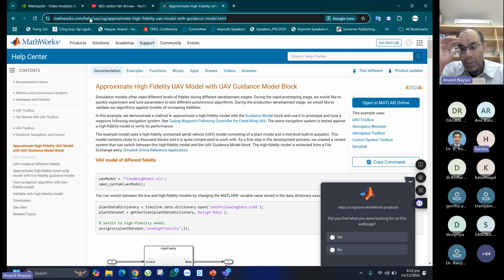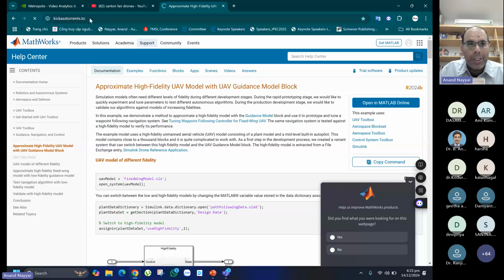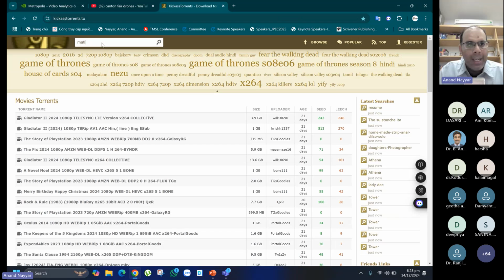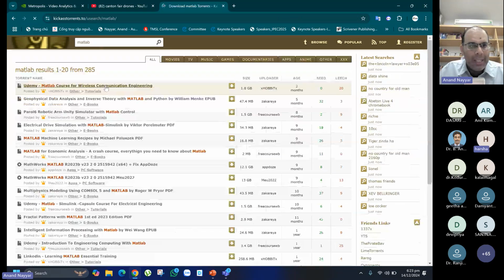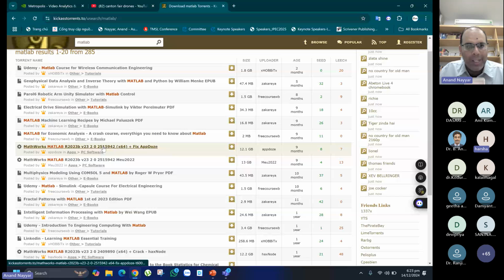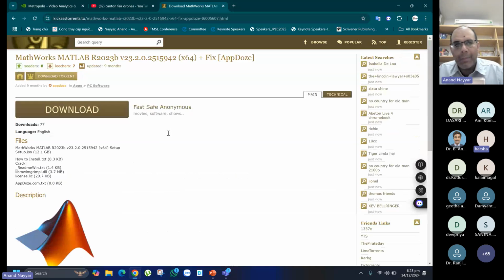So if you ask me today, sir, how can we download MATLAB, you can go to this website called kickastorrents.to, and after that, you can download anything. If I just type MATLAB and press enter, you can see the MATLAB-based courses, everything. In fact, the PC software of 2023B is available for download. It is available free of cost. Everything is available permanently.